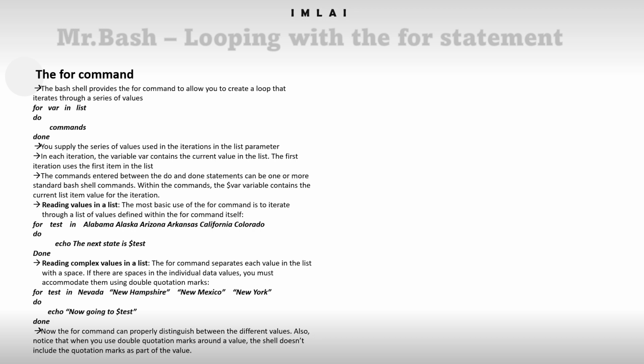And the commands entered between the do and the done statements can be one or more standard bash shell commands. So here in the first line, the variable contains the current list item value for the iteration.